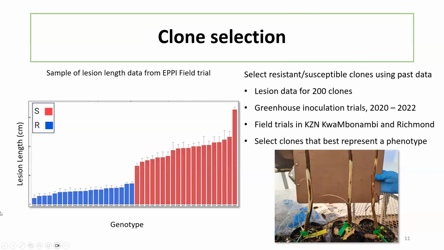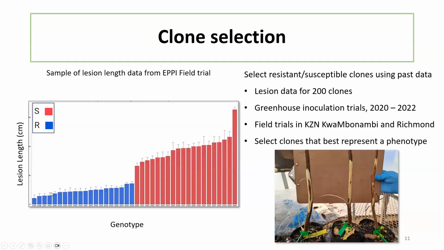So we would take the lesion data and identify those that differ significantly from each other. The ones with smaller lesion lengths, we'd say they are resistant, and the ones with the larger lesion lengths, they are susceptible. We selected 20 from each that we were confident were resistant and susceptible.